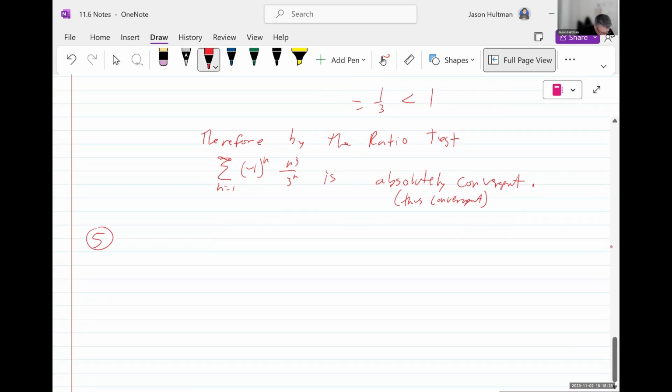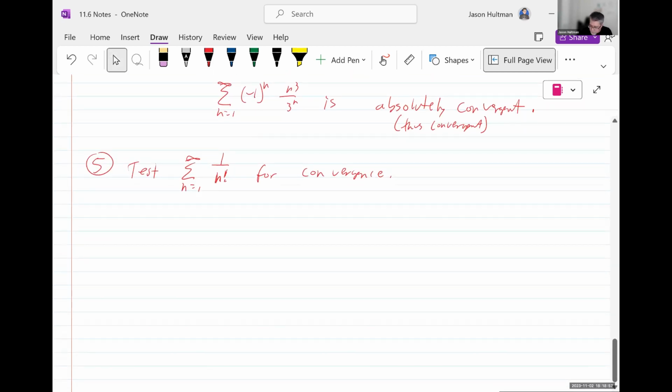Okay, let's try another one of these. Let's go to number 5. Okay, let's test the summation n equals 1 to infinity of 1 over n factorial for convergence. Okay, let's test this thing. Is it convergent or not? Let's use the ratio test.